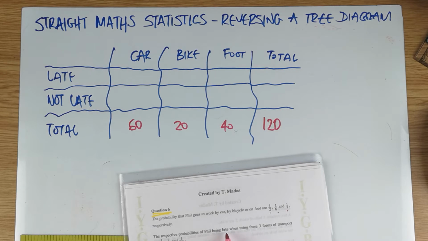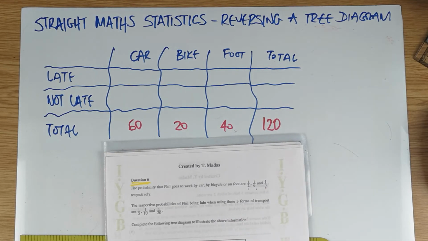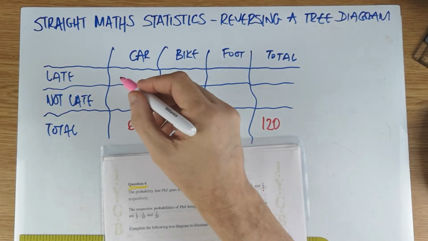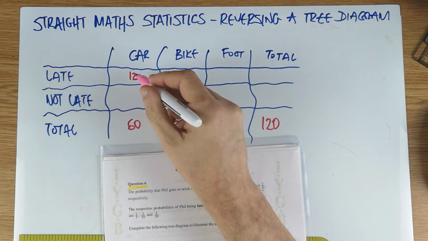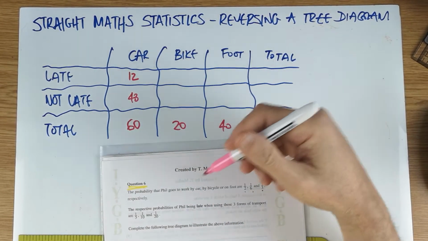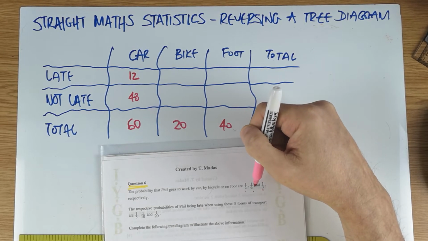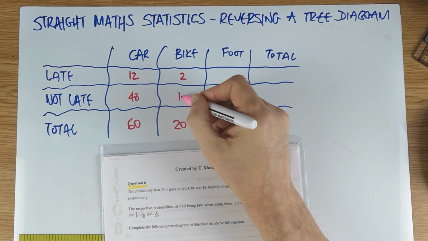The respective probability of Phil being late when using these three forms of transport is 1/5. So this 1/5 is being late when going by car. He's gone by car 60 times, and a fifth of the time he's turned out to be late. So 12, 1/5 of 60, is late by car. Therefore, 48 is the rest to make the total. 1/10 of the times he traveled by bicycle, he's going to be late. 1/10 of 20 is 2, and therefore 18 here.